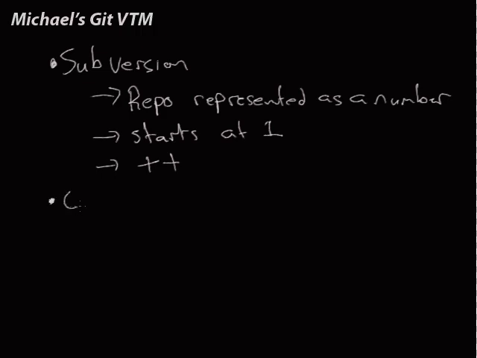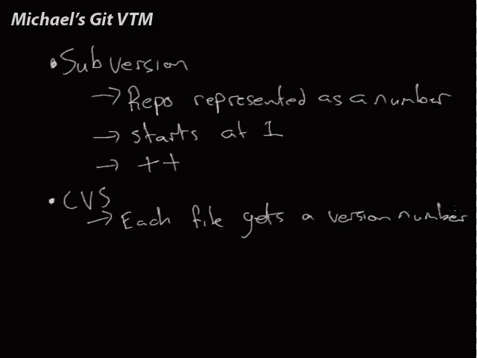CVS works in a similar way, except each file gets its own version number. So, if we did the equivalent thing in CVS, we'd have 1.1, and then it would be 1.2, 1.3, as the file gets changed. So, Subversion works on the repository, CVS works on the file. So, what does Git do? Well, Git works on the commit.